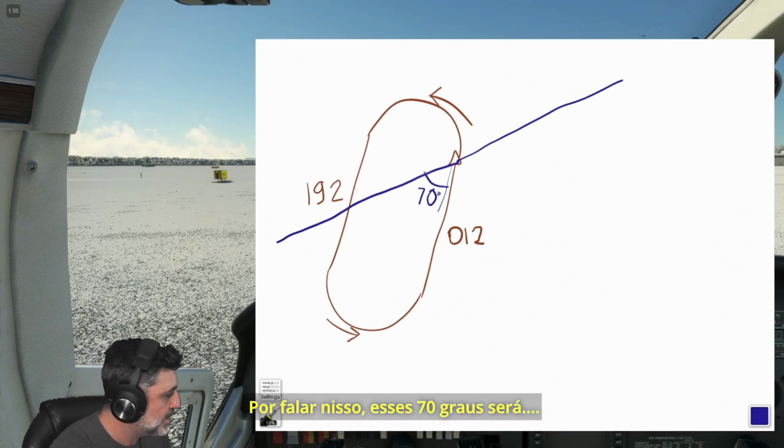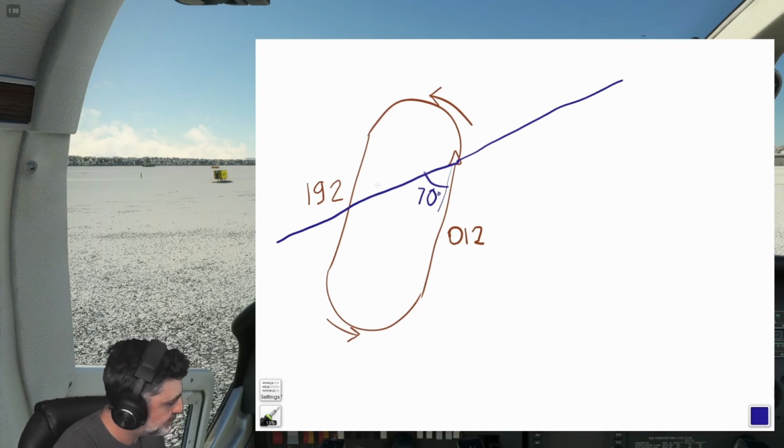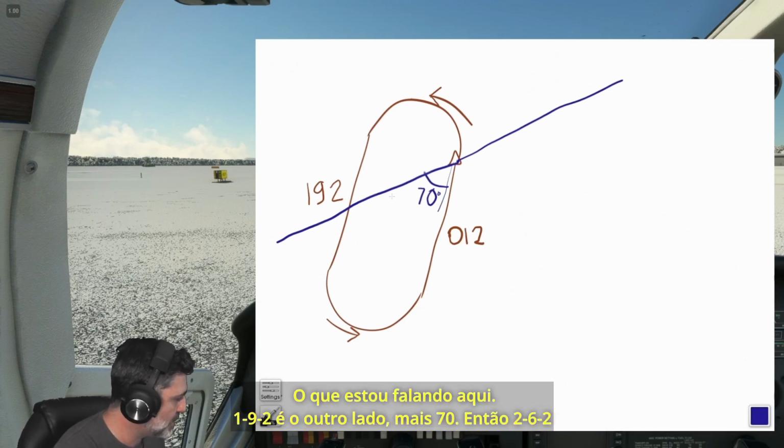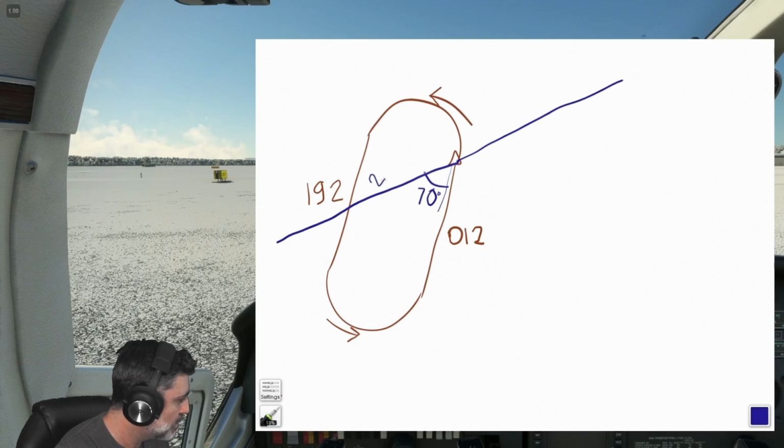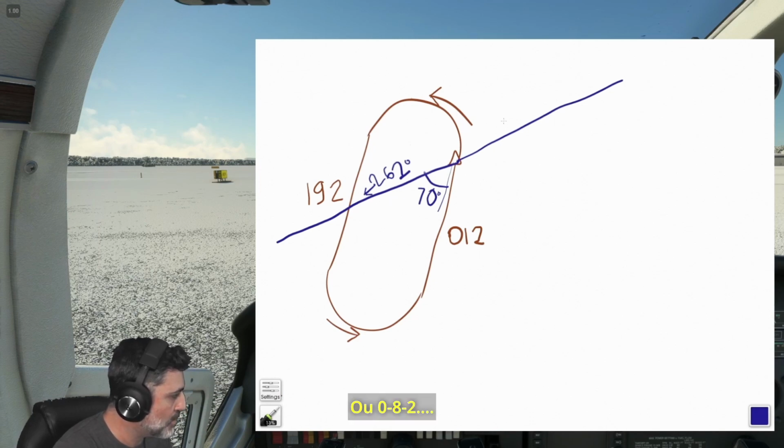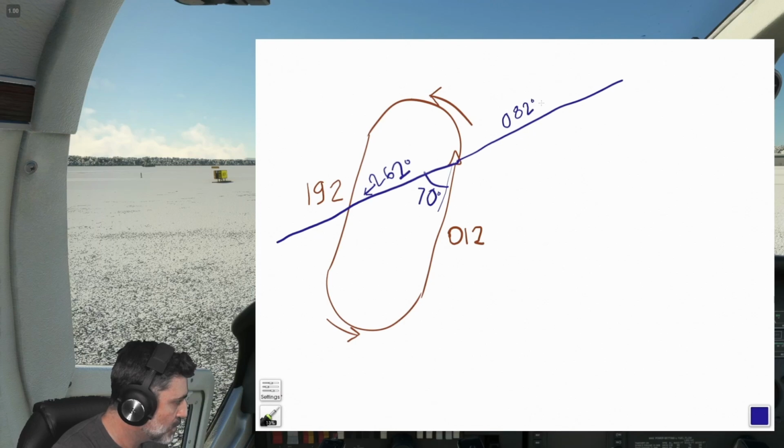Which, by the way, that 70 degrees is going to be, what are we talking here? 192 is the other way, plus 70. So 262. Oh my God. 262 going that way, right? Or 082 going the other way, right?